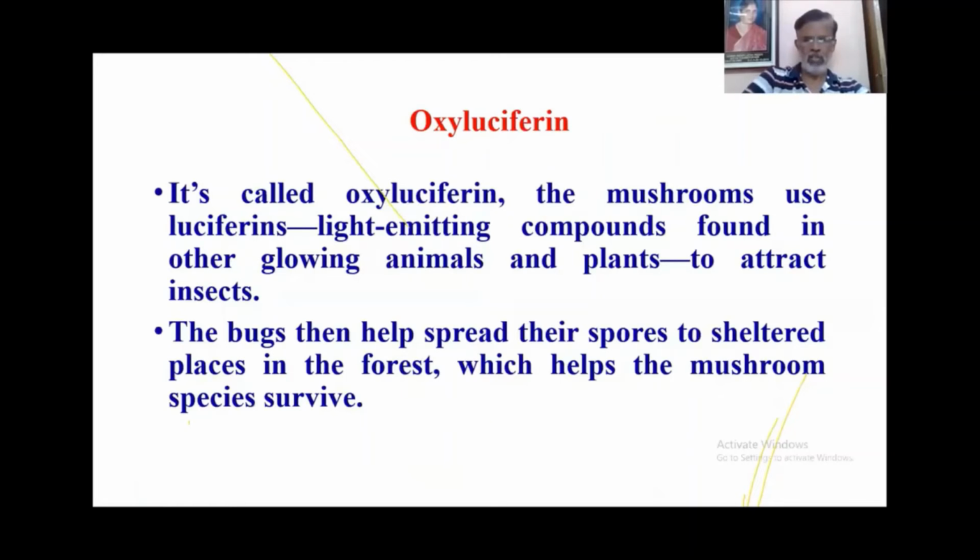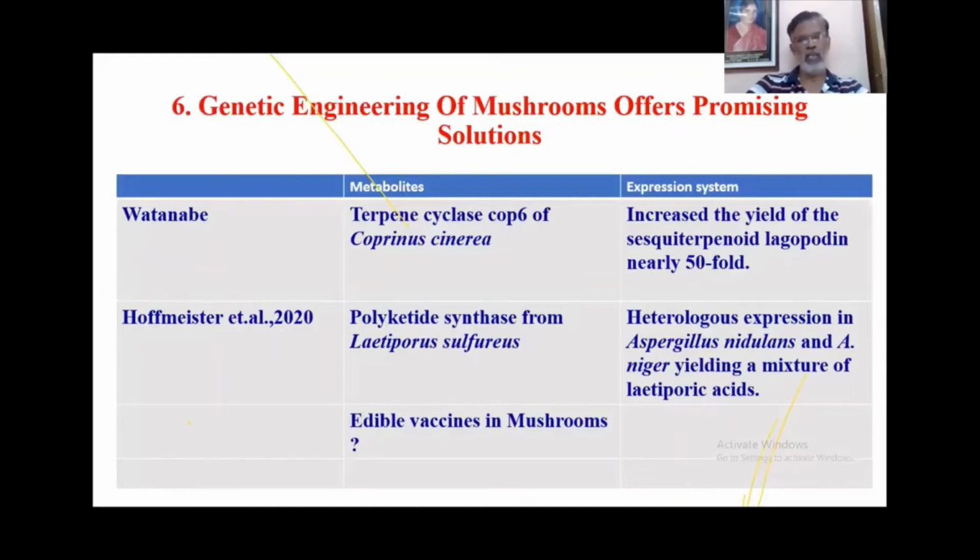These luciferin light-emitting compounds are found in animals and plants to attract insects. So here also, the bugs then help spread the spores to the other parts of the forest. Thereby, the mushroom species survives. So this is one mechanism of sustaining these mushrooms, which are very important on the forest floor.